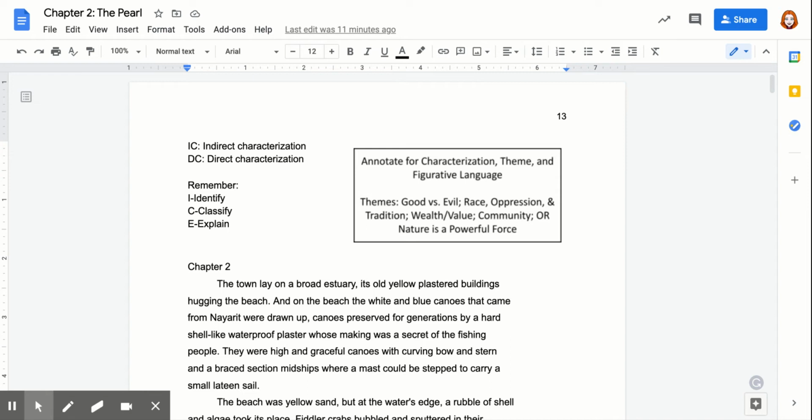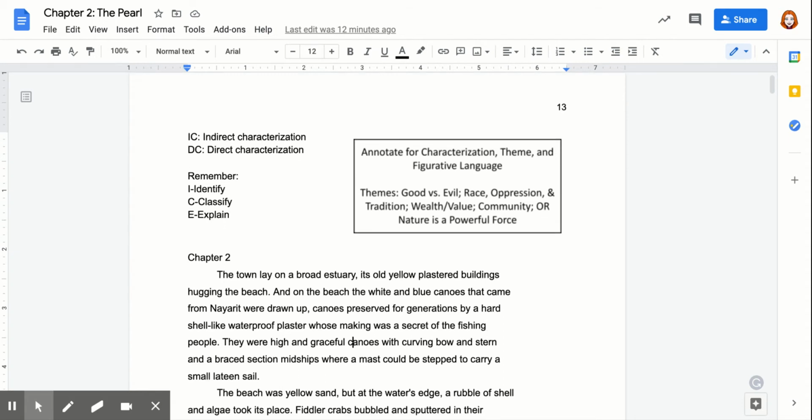For example, in chapter 1, when the narrator is describing the doctor and the beggars call him lazy, that is direct characterization. But when the doctor said, "I'm not a veterinary," we can infer that the doctor is racist or a bigot. So that's the difference, again, between indirect and direct characterization.